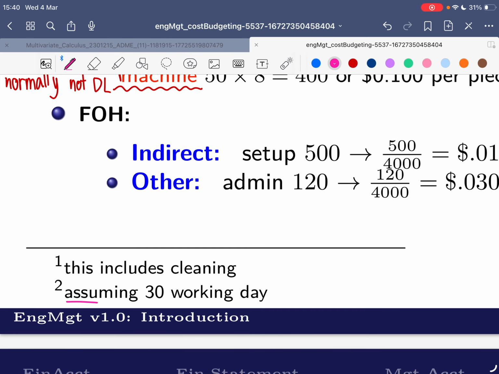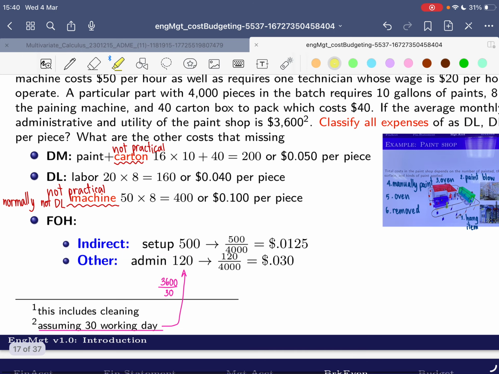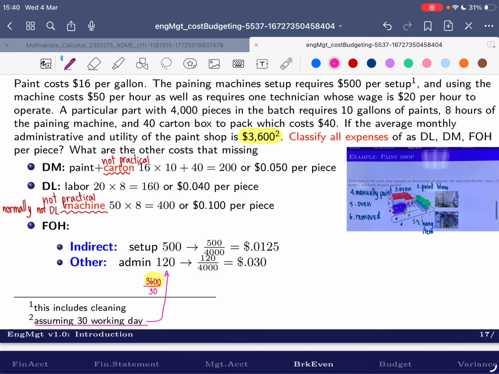What I want to show you in this example is that, first of all, in managerial accounting, you can classify costs whatever you want, depending on the situation, depending on your analysis. What you cannot do is say that paint is DL. You cannot say that labor is direct material. You cannot say that the indirect setup cost is DM or DL. There are certain rules that you cannot break because it's going to make things confusing. But for other things, depending on how much you want to trace the process, you can do it.